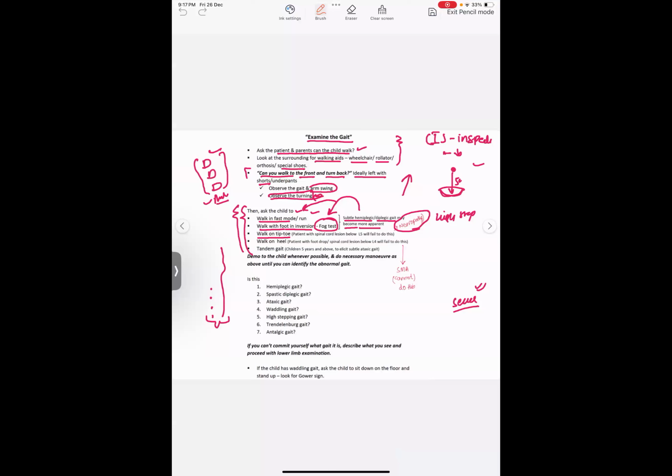Walk on the heel. The patient with foot drop, like the patient who has neuropathy or a spinal cord lesion below L4, will fail to do this.